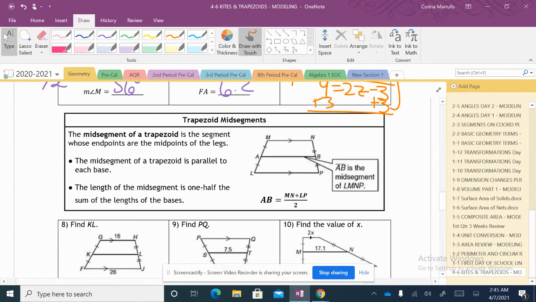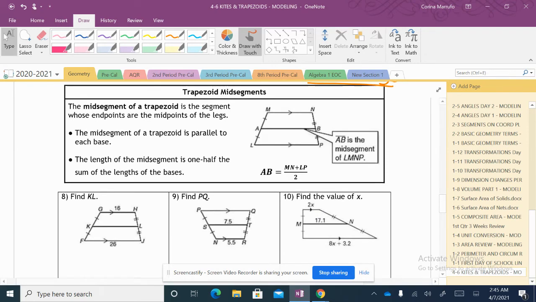Okay, the last section says a mid-segment of the trapezoid. The mid-segment of a trapezoid is a segment whose endpoints are the midpoints of the legs. So pretty much they take this side and cut it in half, and that's A. They take this side, cut it in half, and this is B. It doesn't have to be an isosceles trapezoid, it can be any kind. So for the mid-segment, there's a formula. You take the bases, add them, and divide by 2, and that'll give you this mid-segment from A to B.